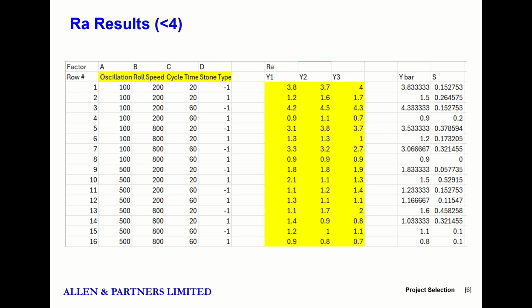So let's take a look at the DOE that was run. The 4 variables that were run: oscillation speed, roll speed, cycle time, stone type. We collected data for surface finish. Let's have a look. 16 runs times 3.